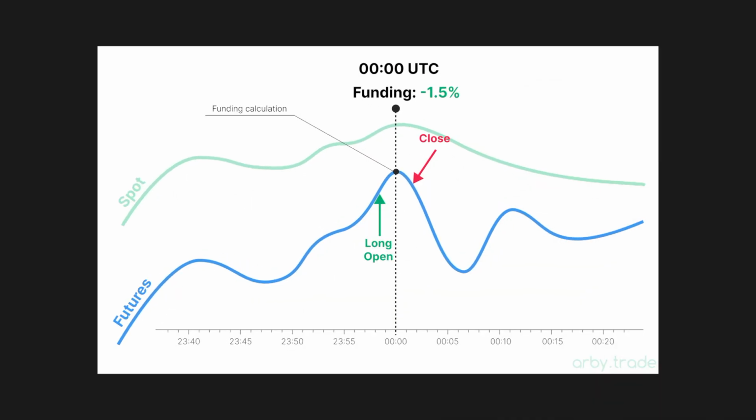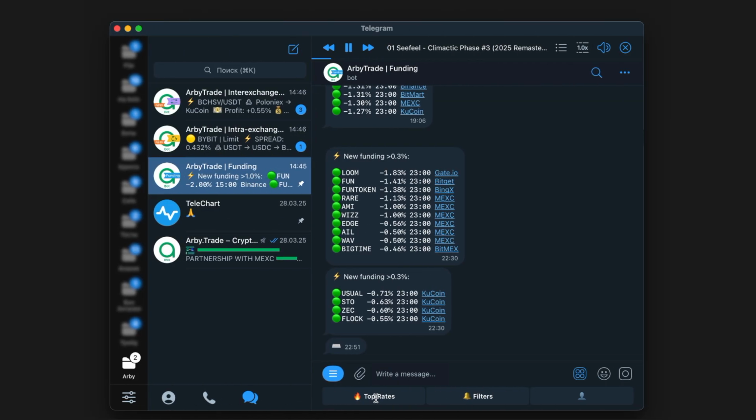Next, we'll explore how using just the first strategy, you can increase your deposit by 30% in a single day. We'll do everything on one exchange, MEXC, and even on a single coin. Let's go to the Telegram bot and check the notifications for upcoming funding rates.